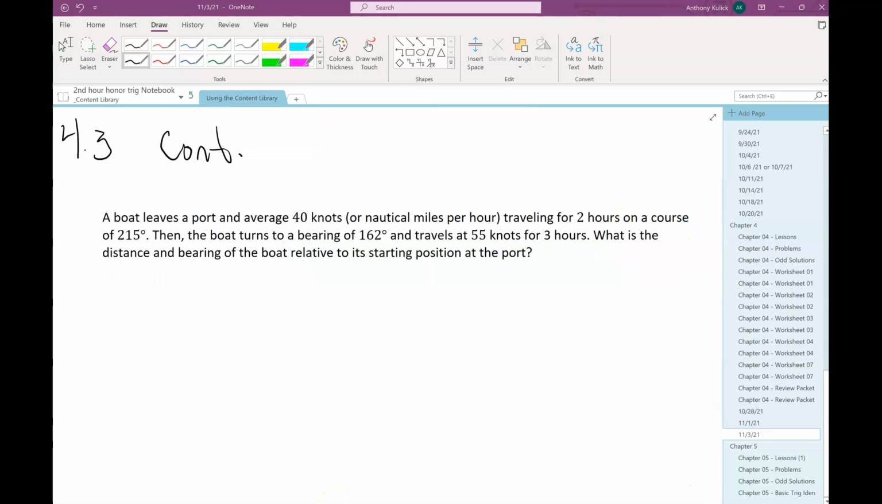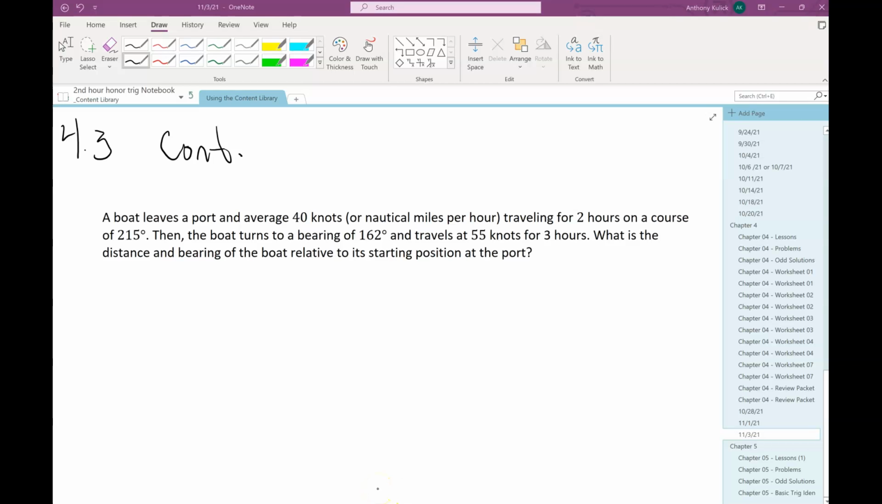Section 4.3 yesterday, when we talked about converting back and forth between bearings and standard position angles, right? Kind of talked about the motivation of what we're trying to do here. So I'm just going to run through a couple of examples of the kind of story problems that we'll have to deal with in this chapter.